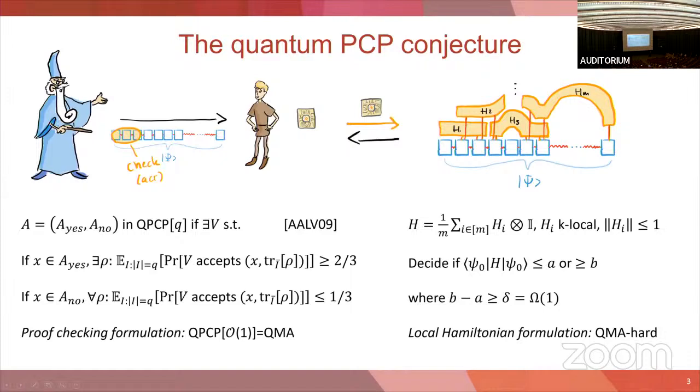So again, from the local Hamiltonian problem to the class QPCP, there's a normal classical polynomial time reduction. But in the other direction, I've made a golden arrow because we only know so far that this can be done through a quantum reduction. So you need to run some kind of quantum algorithm to transform the trivial QPCP complete problem, with the verification, to a local Hamiltonian problem.